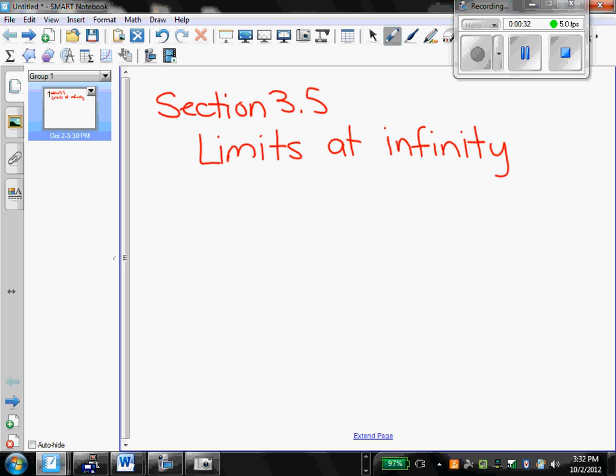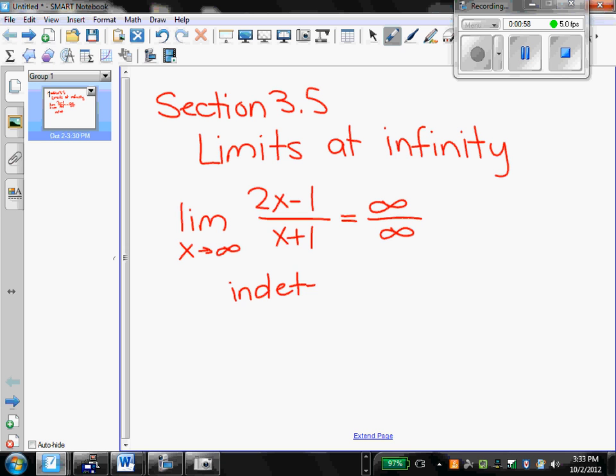So our first problem, the limit as x approaches infinity of 2x minus 1 over x plus 1. If I plug infinity in for x, I will get infinity over infinity. Infinity over infinity is an indeterminate form, which means that we can do something with it to make it determinable and then find the limit. I'm going to talk about a couple different things.